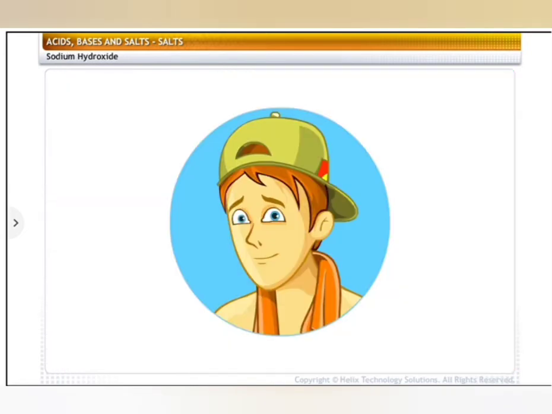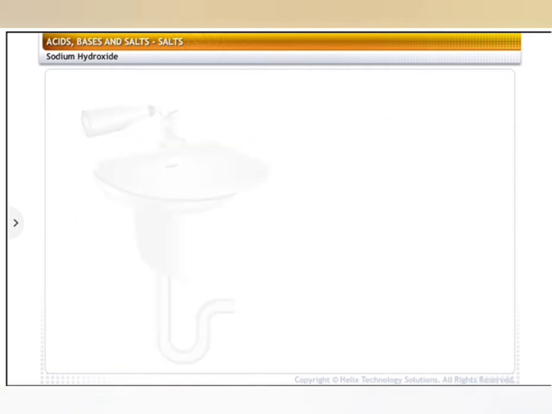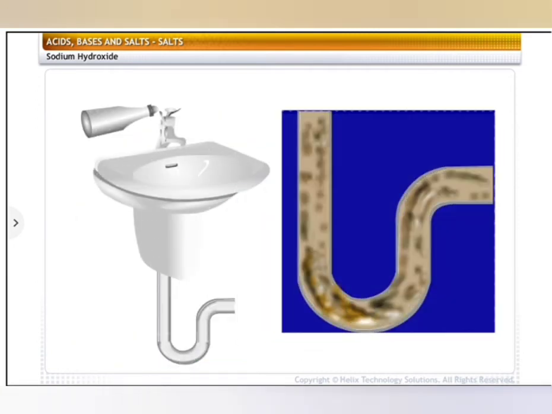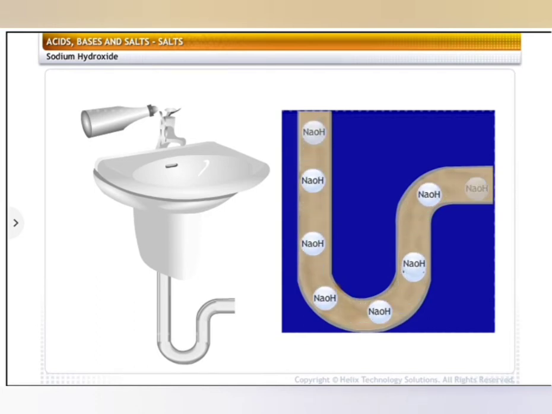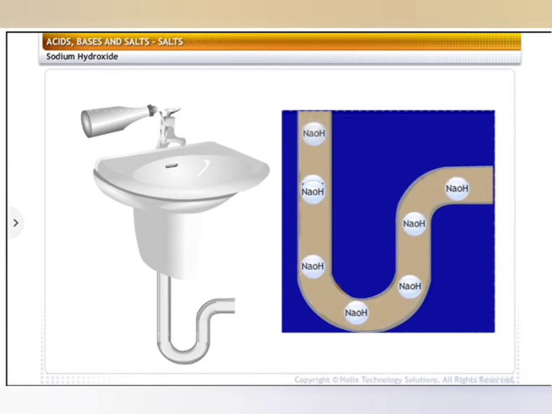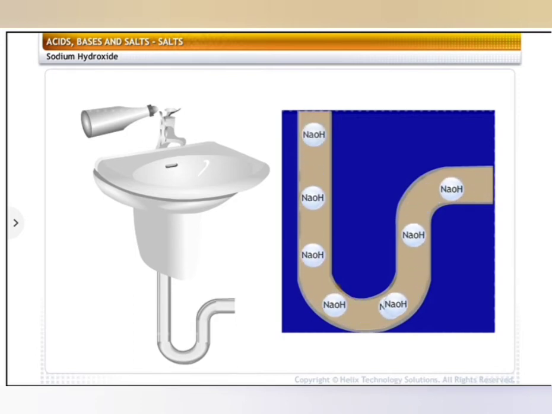What does your mother do when the kitchen drain is blocked? She uses a drain cleaner to clean the clog. Did you know the drain cleaner contains sodium hydroxide, which cleans the clog formed in the drain? When the pipe is clogged, it is because of a combination of fats and grease. Cleaners that contain sodium hydroxide, either as a solid or already dissolved in water, convert the fats to soap, which dissolve in water. In addition, when sodium hydroxide dissolves in water, a great deal of heat is given off. This heat helps to melt the clog.